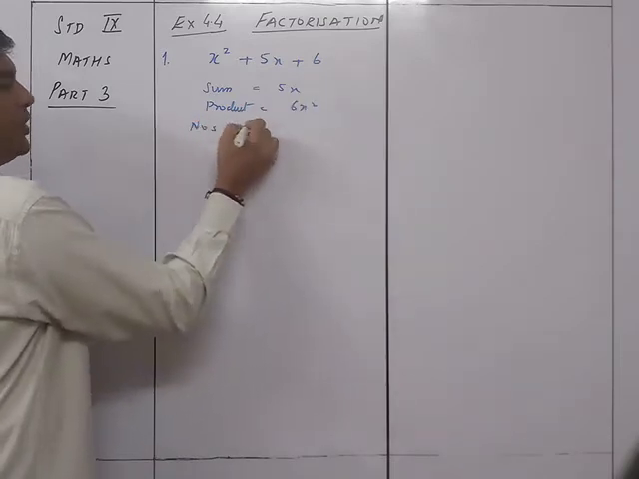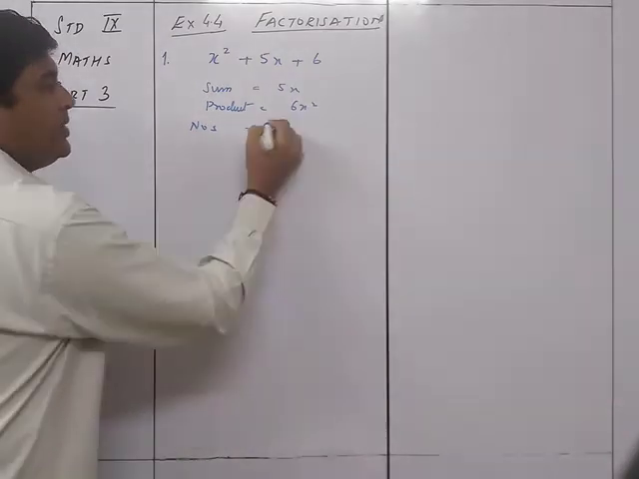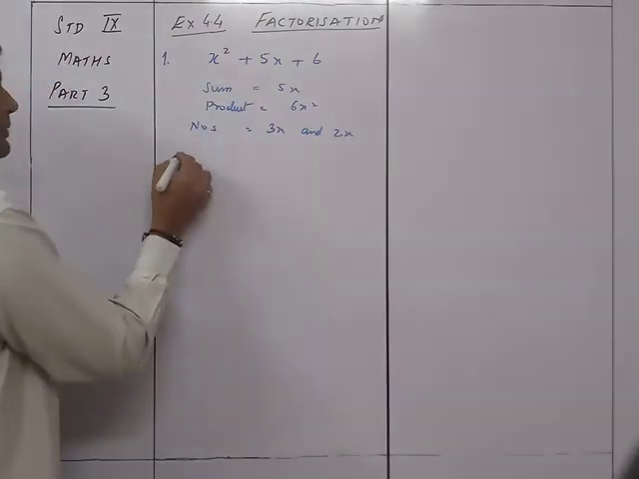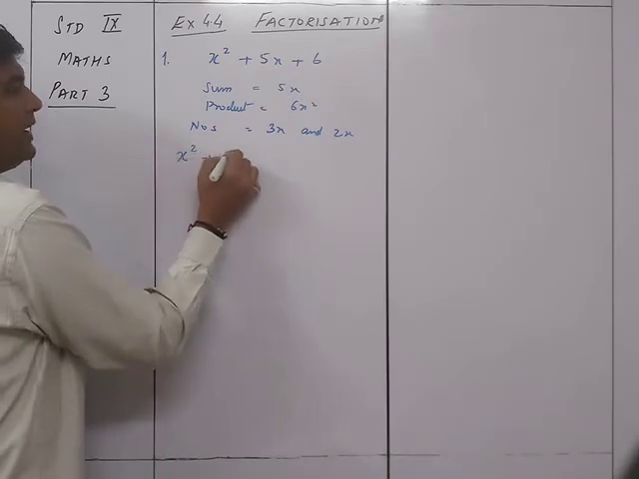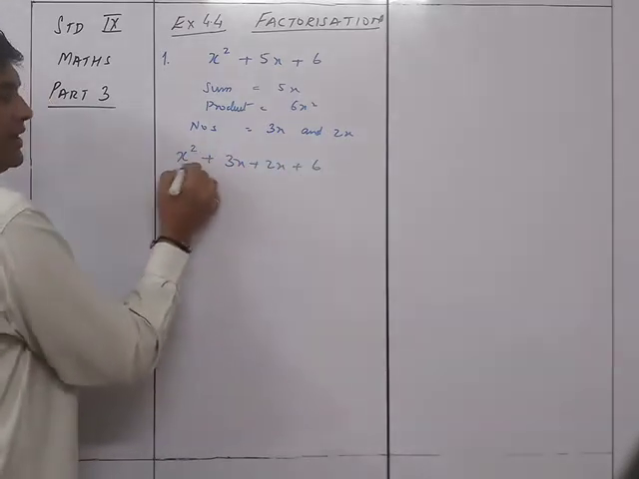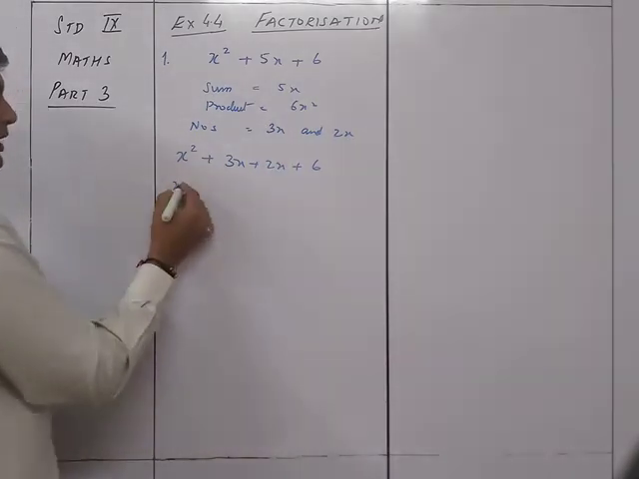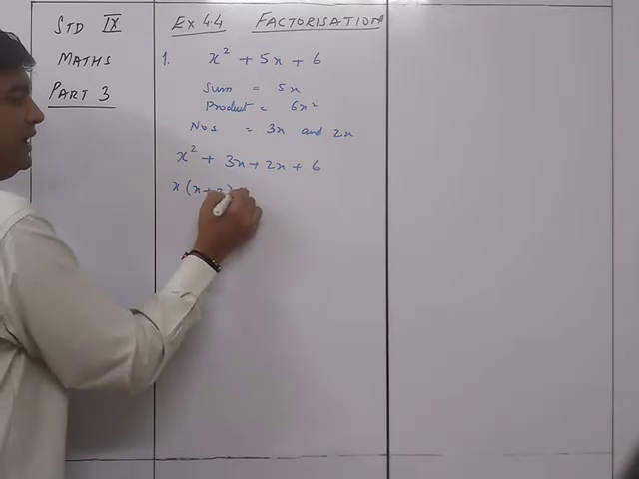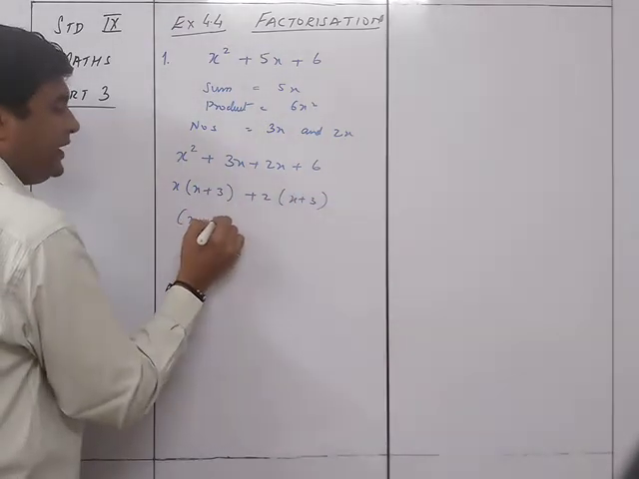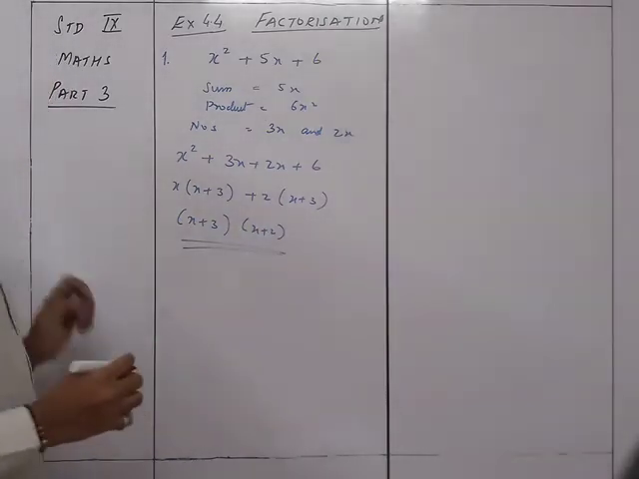Therefore the numbers could be 3 and 2, so it will be 3x and 2x. Accordingly this will become x square plus 3x plus 2x plus 6. Now x common: x into x plus 3, and plus 2 common: 2 into x plus 3. So now it is x plus 3 and x plus 2. This is the answer for sum number 1.